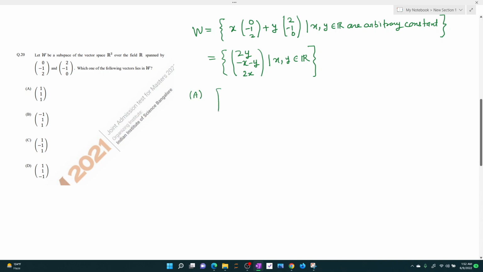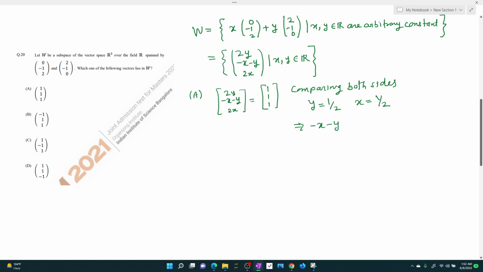If we have (2y, -x minus y, 2x) equal to (1, 1, 1), comparing both sides, we have y equal to half and x equal to half. Then this implies that minus x minus y should be minus half minus half, which is minus 1, not equal to 1. So option A is not correct.